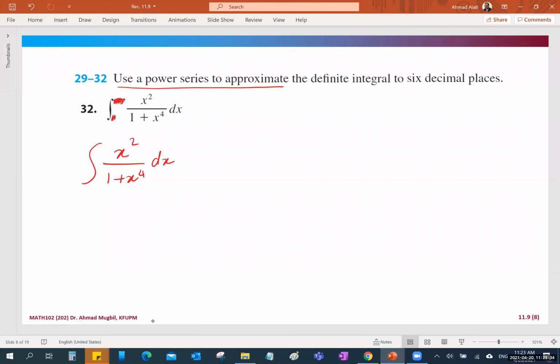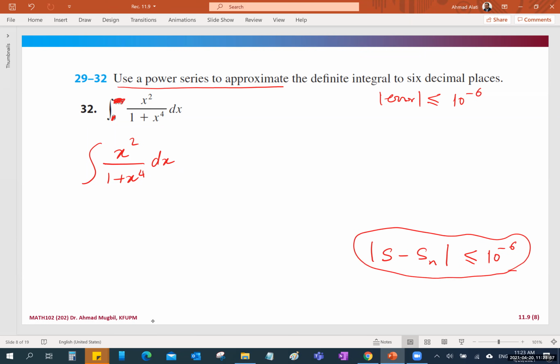We will focus on that later. This is not difficult. 6 decimal places means that the error is less than 10 to the power negative 6. This is the meaning of that mathematically. When you calculate the exact value minus the approximated one, it should be less than or equal to 10 to the power negative 6. And this, of course, should remind us about estimating the errors.